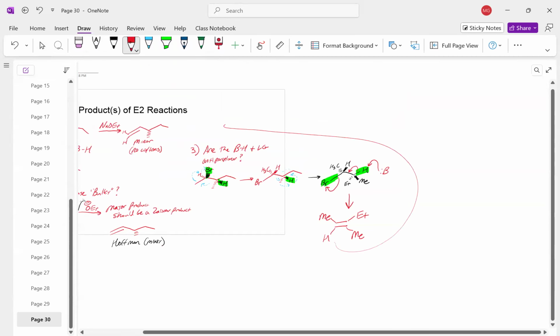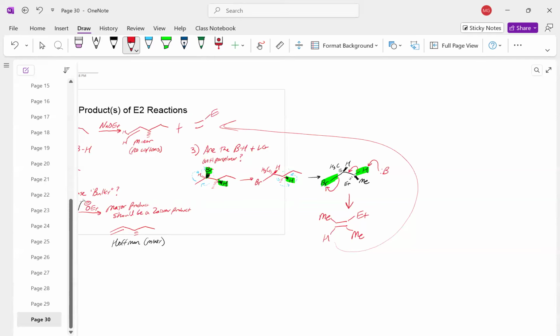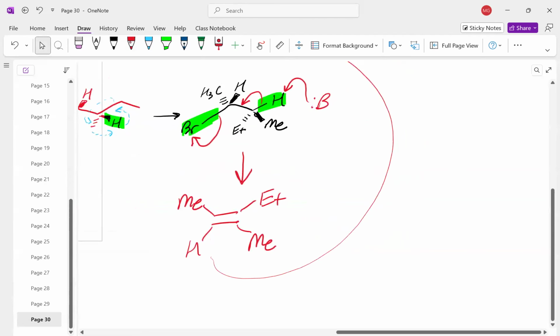Okay, so let's put that over here. So my major product will look like this. And I'm not going to get the other stereoisomer. I'm only going to get that one where the methyl groups are trans to each other and the ethyl and the hydrogen are trans to each other. I will not get the opposite stereoisomer because this is the only one that results when the hydrogen and the bromine are anti-periplanar to each other.